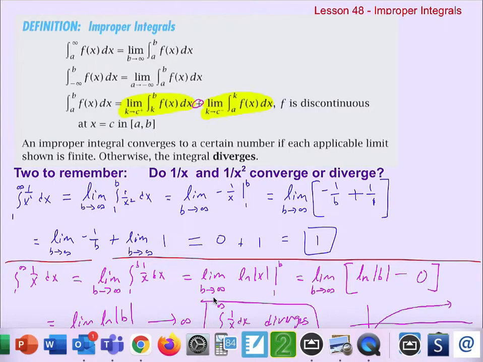So if you're dealing with a definite integral of a function that has a discontinuity somewhere in between the limits of integration, you're going to chop it up into two different limits of integrals. So let's see how that works in an example.